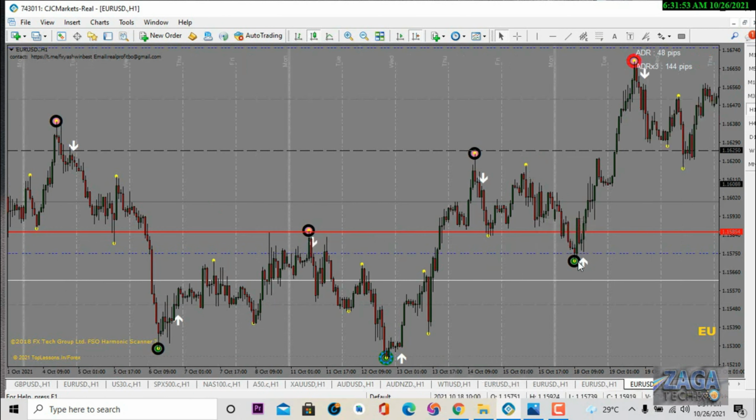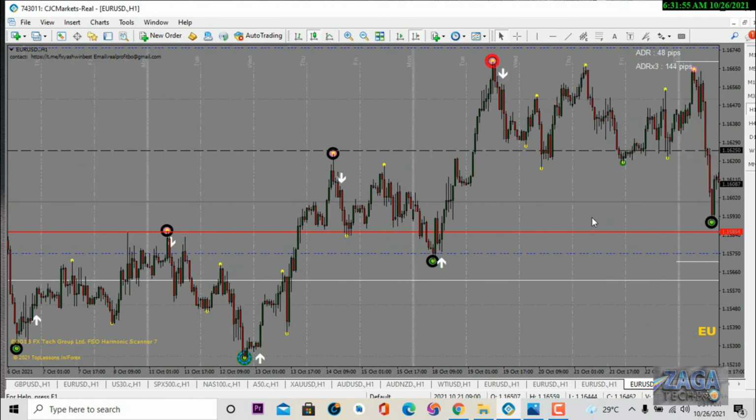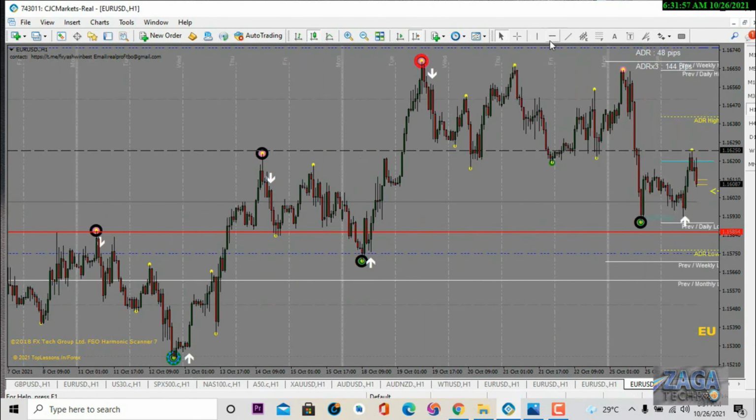Up again. Comes down. Breaks it. Form the support. Up again. And we still have another one above this area, guys. We still have another major area here. See resistance, resistance, support, support, and this is a normal area that we have seen.